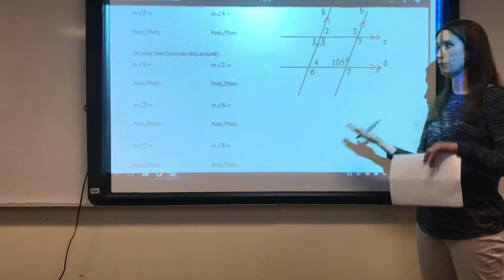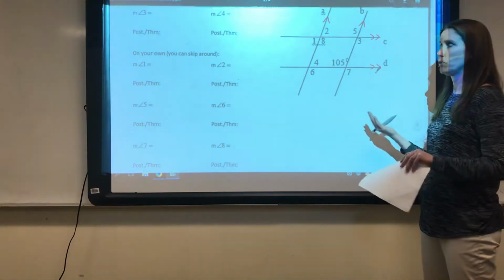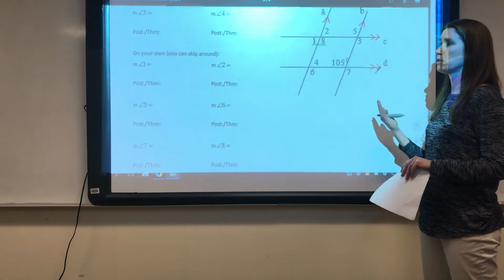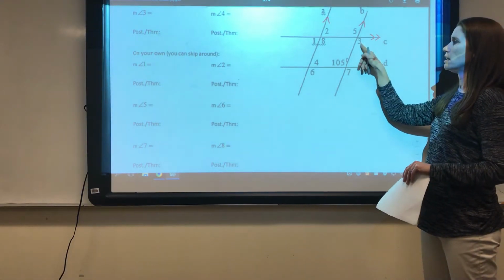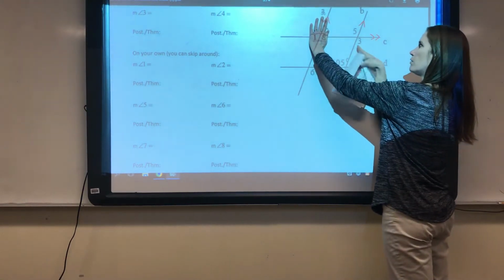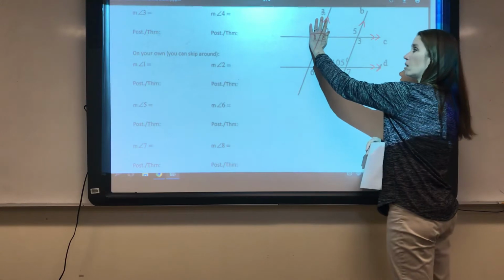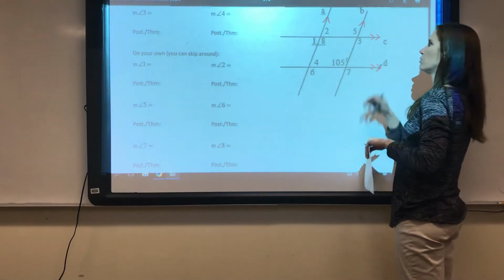And there's sometimes different ways that you could do that, but you can kind of do what comes to you first. So if I want to know what angle 3 is, sometimes it's helpful to block out part of the picture. I can think, okay, this 105 and this 3 are alternate interior angles, and since the lines are parallel, they must be congruent to each other.